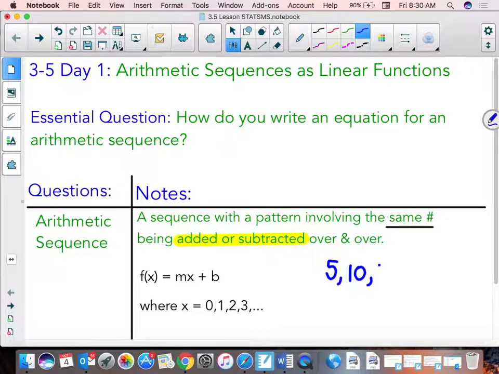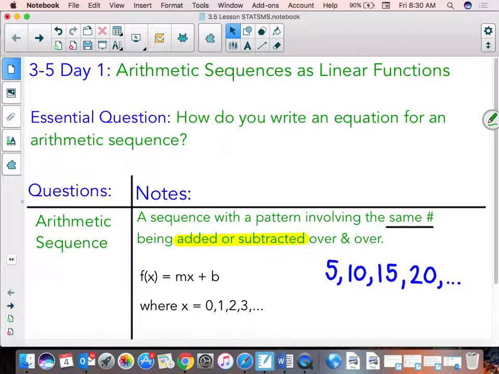10, 15, 20, that is your sequence. That is an arithmetic sequence because you are adding the same number over and over. You are adding 5 each time. If you are adding a different number each time, that would not be considered an arithmetic sequence.